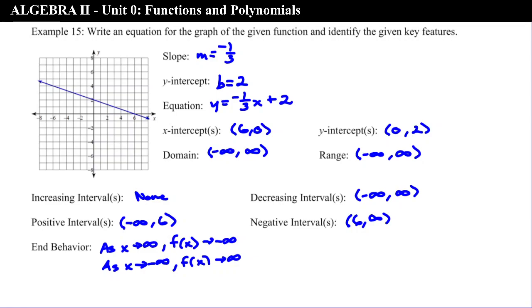So this is going to conclude section 1 of Unit 0. And our next section is going to be on linear function transformations and systems, and that is section 2. You can find that information in the next video.